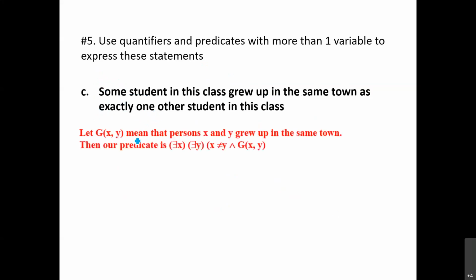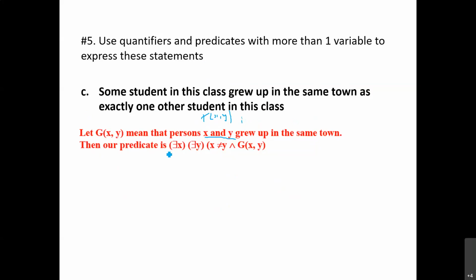Let G of x,y mean that persons x and y grew up in the same town. So here we're taking a shortcut. We're not making a predicate that says, for example, T(x,y), x lives in town y. It's sort of a shortcut: x and y grew up in the same town. It's okay to take shortcuts if it's reasonable.